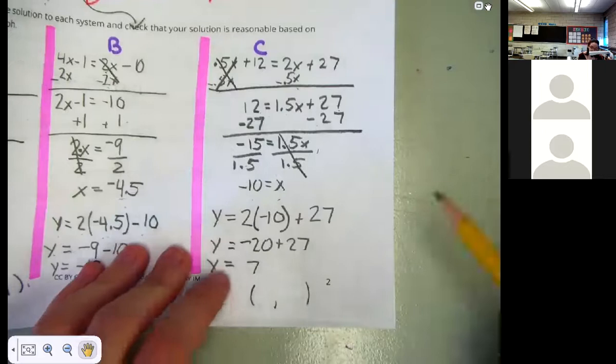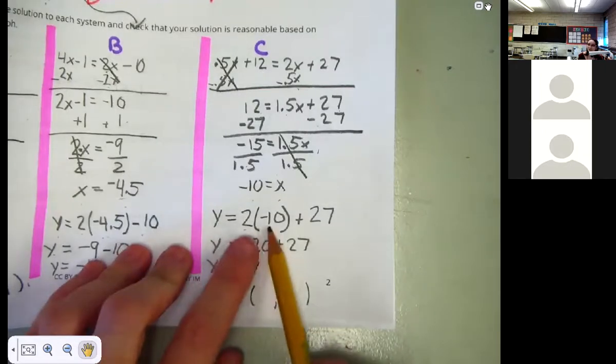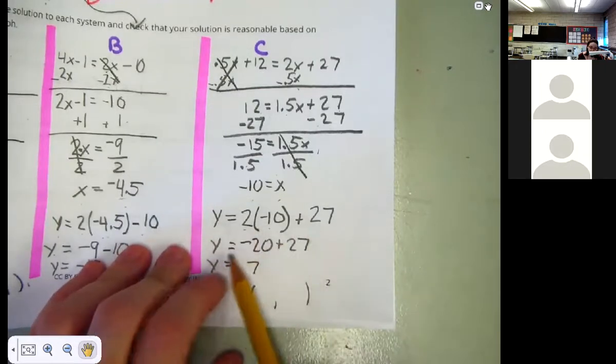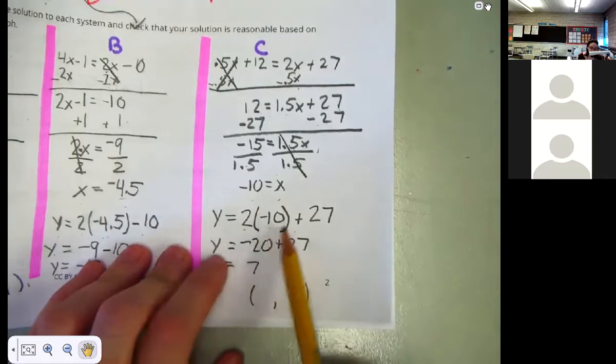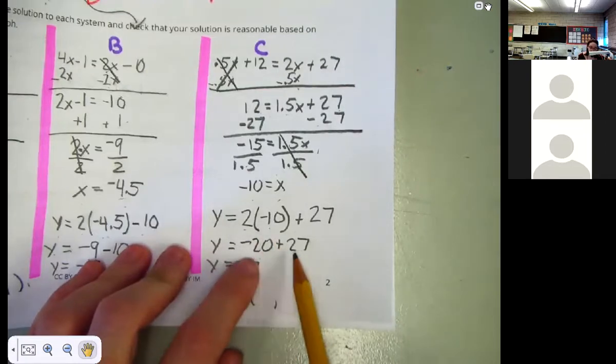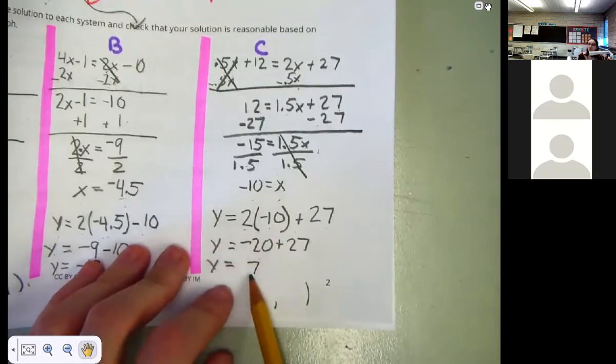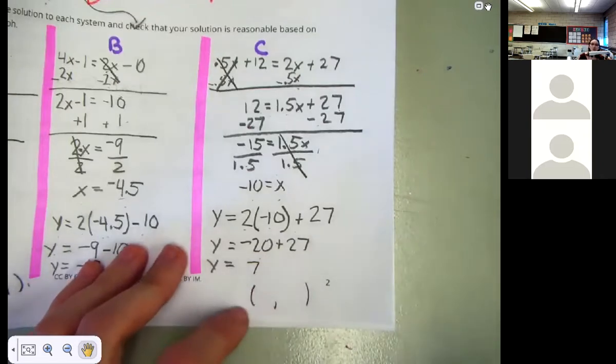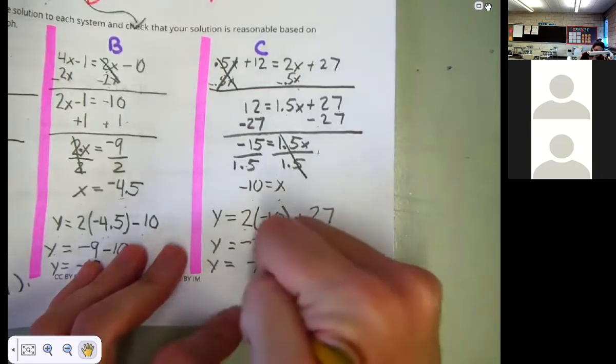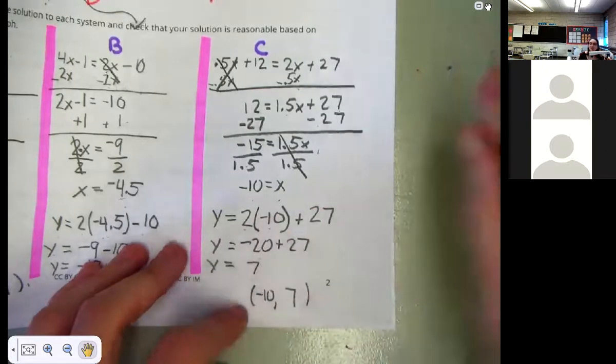So I plugged it in and I got 2 times negative 10 plus 27 is equal to y. Negative 20 plus 27 is equal to 7. And I wrote it as an ordered pair of negative 10, comma 7.